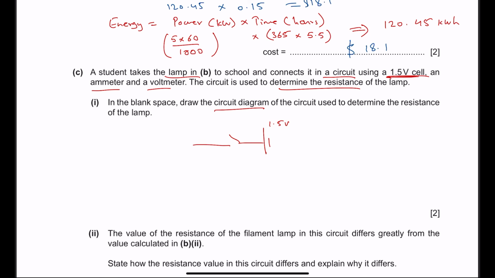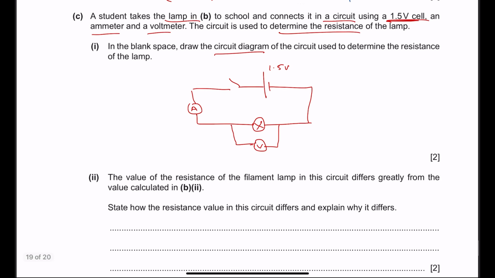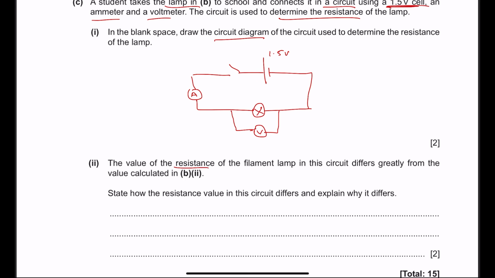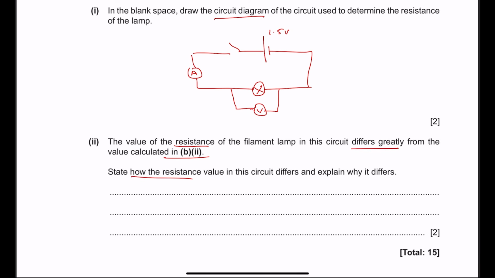You should definitely have a switch, and then you need to have an ammeter in series with the lamp, and what you need to have is a voltmeter connected in parallel to the lamp. These are all the things that you need to determine the resistance. Now the value of the resistance differs greatly from the value calculated in B. State how the resistance value differs and why it differs.